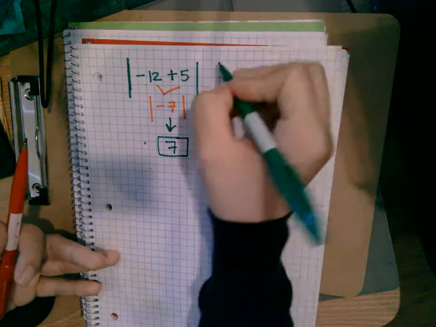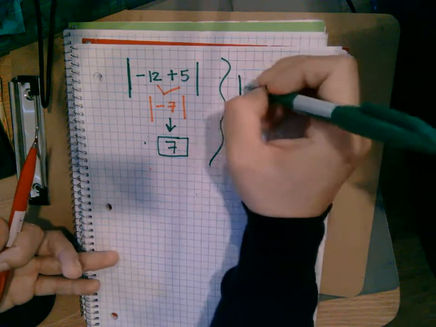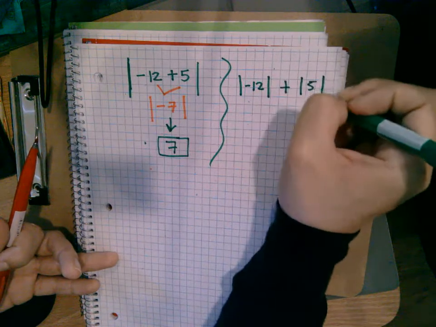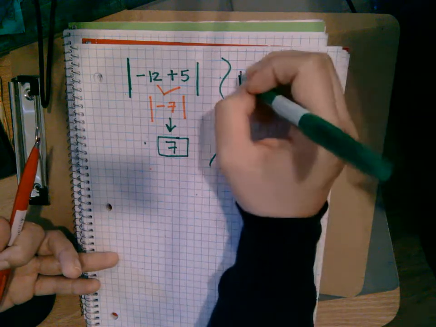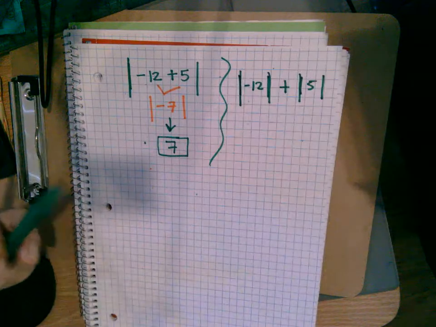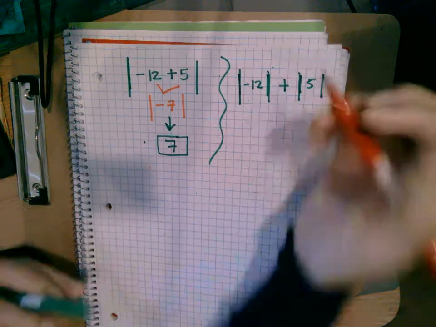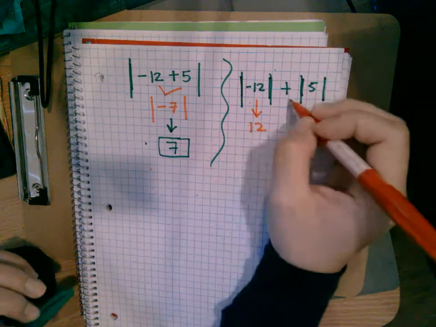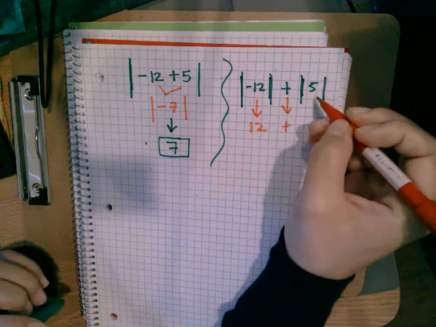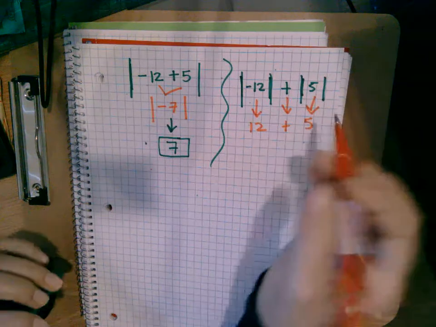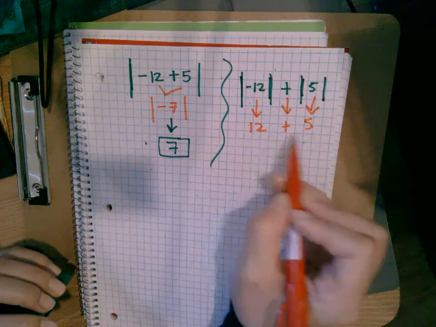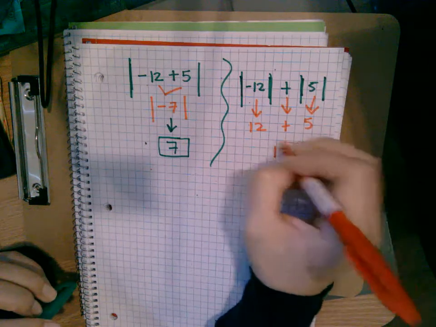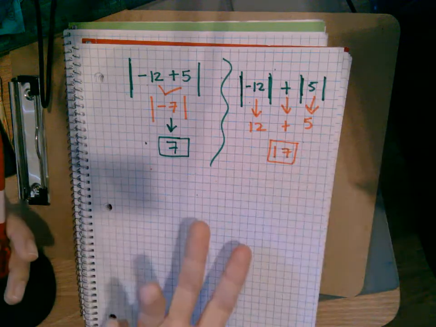But if they're individual bars, all the math changes and you get different answers. Sometimes you get the same answers, but most of the time you get different answers. Okay, what's the absolute value of negative 12? 12. Bring down your plus sign. What's the absolute value of 5? 5. So now we just do simple math. 12 plus 5? 17, and you're done.